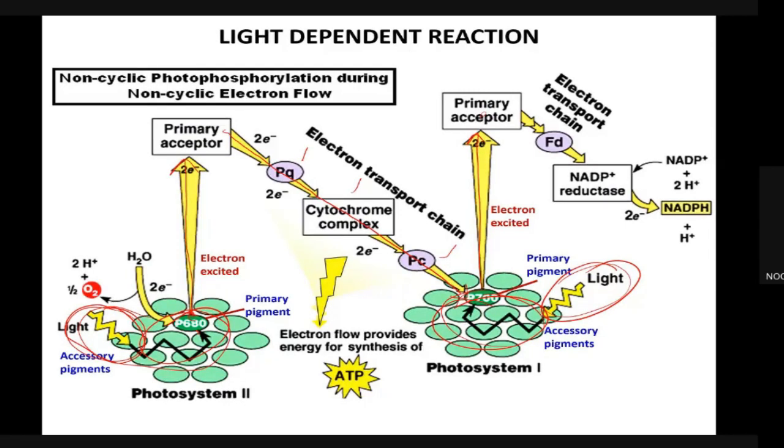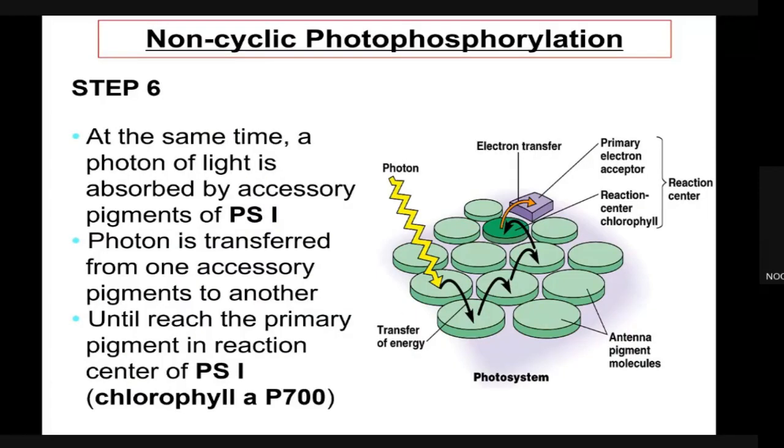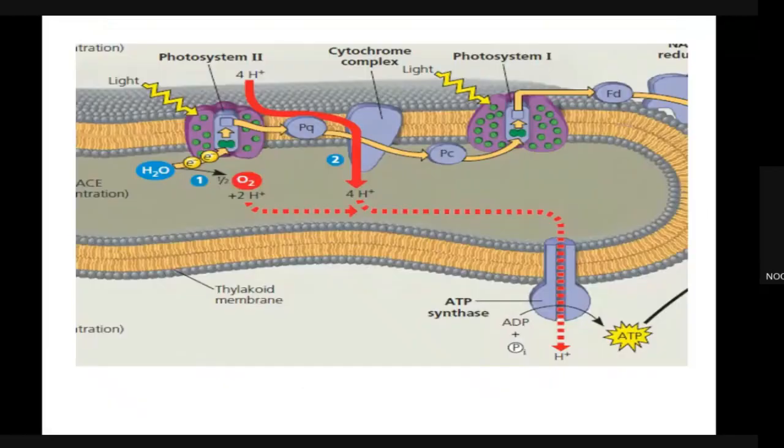So in the end, in non-cyclic photophosphorylation, the final electron acceptor is the NADP+. The NADP+ will receive the electron and combine with the hydrogen ion from the thylakoid membrane and thus be reduced to NADPH plus H+. At the same time, the photoactivation also occurs in the PS1.